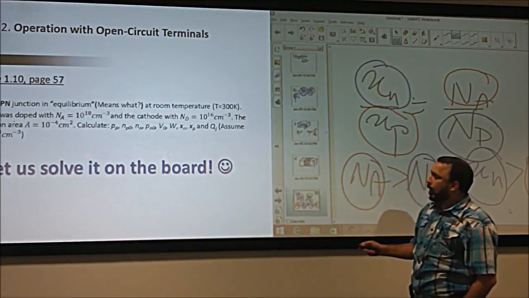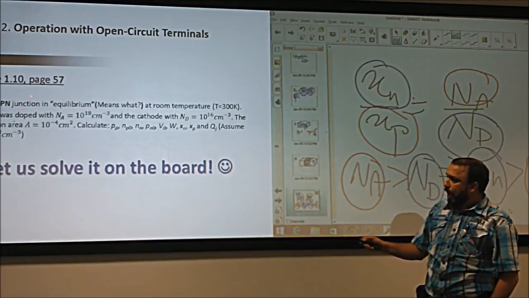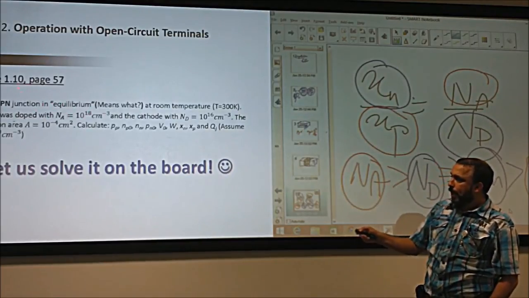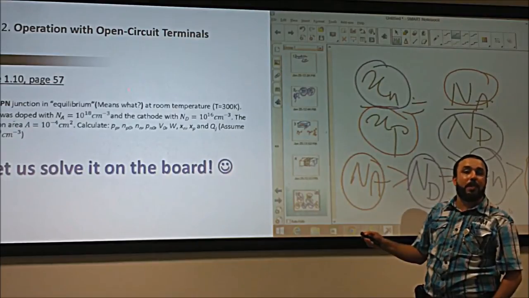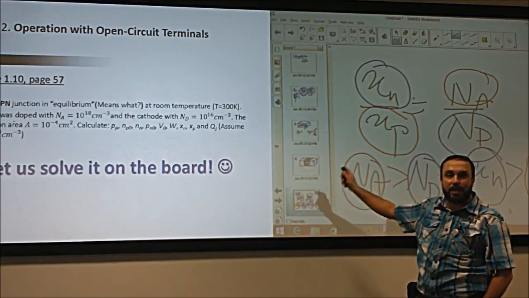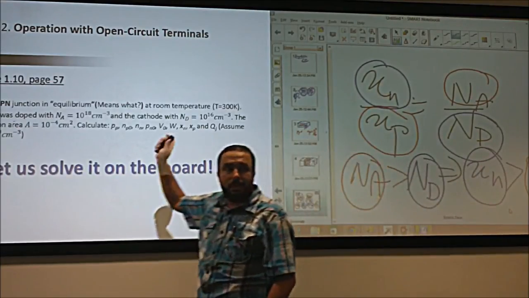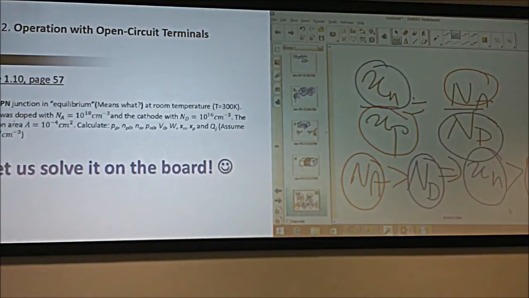Good, let's follow this. So we have a PN junction in equilibrium. What does equilibrium mean for a PN junction? Very good: the diffusion current is equal to the saturation current, so everybody is settled. And we are at room temperature, which means T is equal to 300.